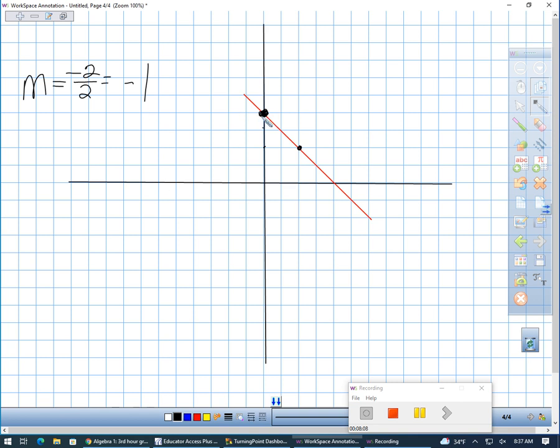Now we need this point where it crosses the y-axis. That is the point 0 what? 1, 2, 3, 4. Okay, so once you have those 2 pieces of information from the graph, then you're going to write your equation. y equals m, which is -1, x plus b, which is 4.